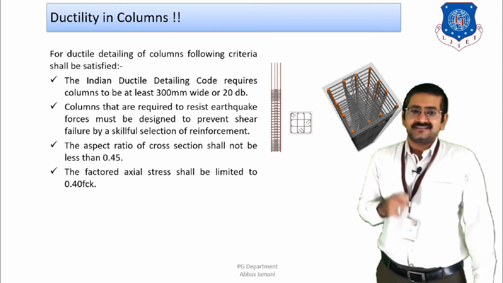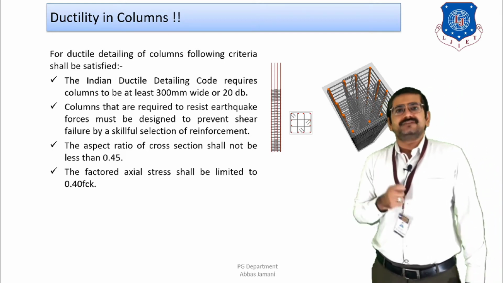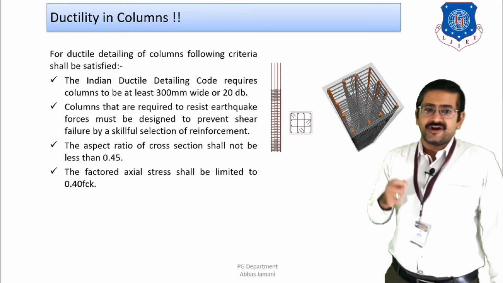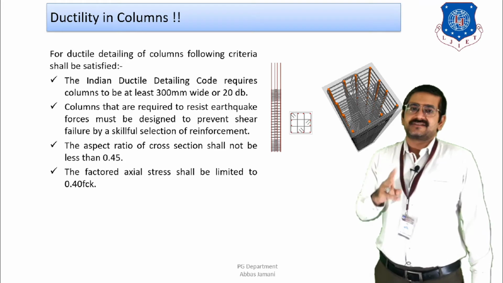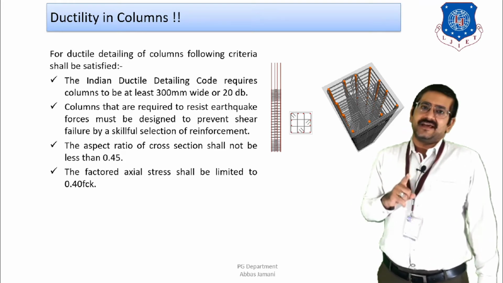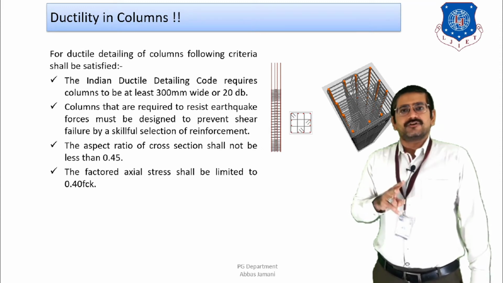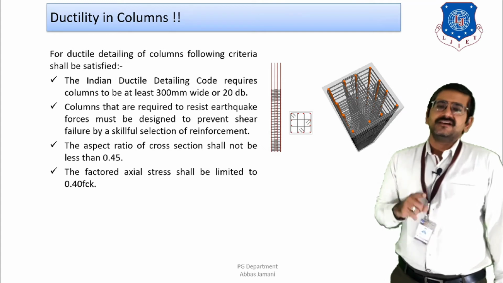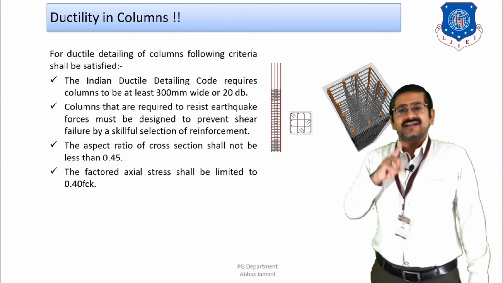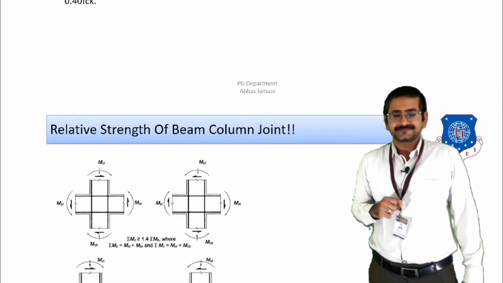0.45. And lastly, the axial compression stress under the combined action of gravity and seismic load should not exceed 0.40 fck. Again, the word here is important: that is the combined action of gravity as well as the seismic action, that is, the combined load combination. Out of all the load combinations, the factored axial stress should not exceed a value of 0.40 fck. So these are the basic guidelines for the dimensioning of the column that we have discussed as per IS 13920.